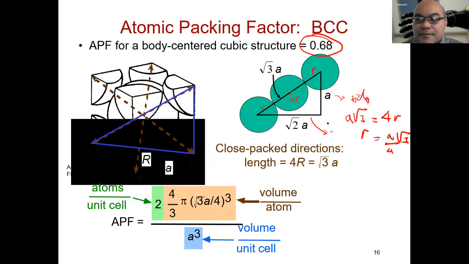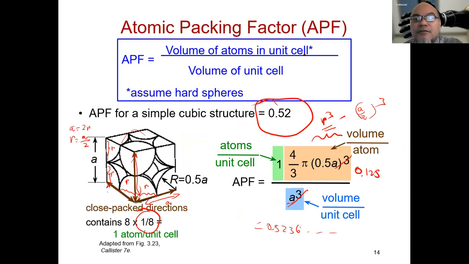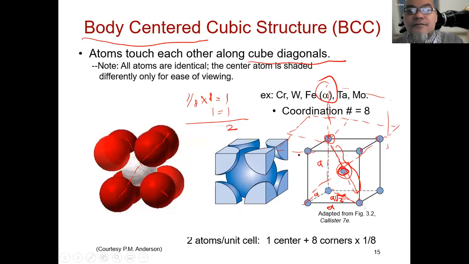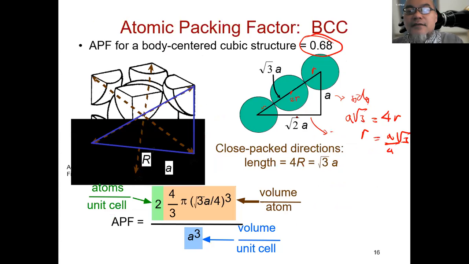So this is put inside the bracket, and then made cubic, divided by the volume of the unit cell, A cubed. So we obtain 0.68. If you compare with the simple cubic structure, which has an APF of only 0.52, the APF of the body-centered cubic is larger. So it means more space inside BCC is occupied by the atoms.